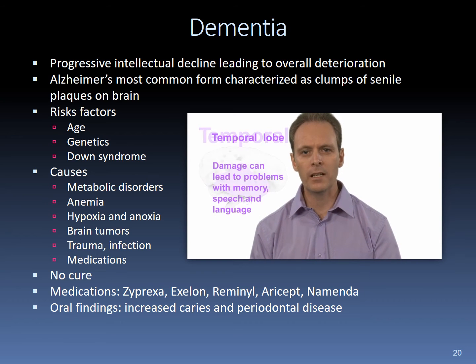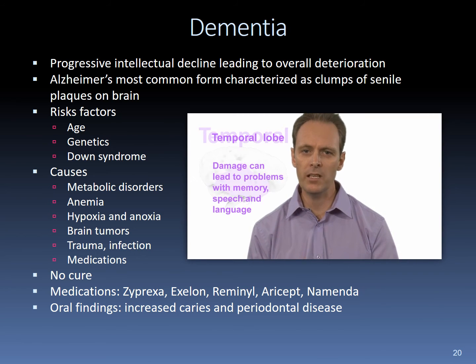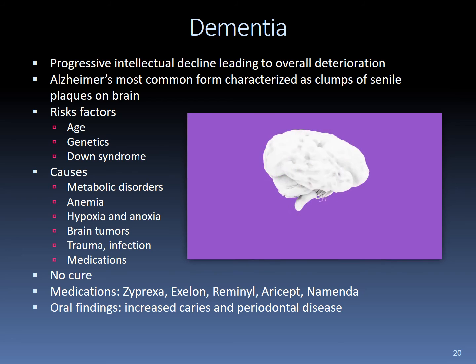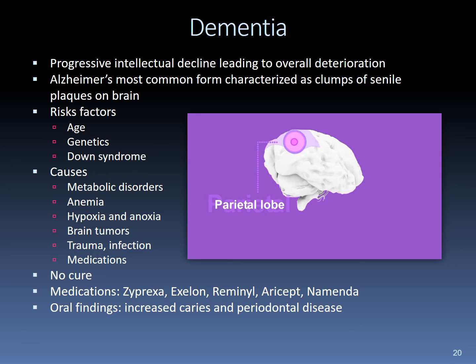Damage to the temporal lobe can lead to problems with memory, speech, and language. The parietal lobe is located in the middle section of the brain and is associated with movement, spatial awareness, speech, visual perception, recognition, and processing tactile sensory information, such as pressure, touch, and pain.